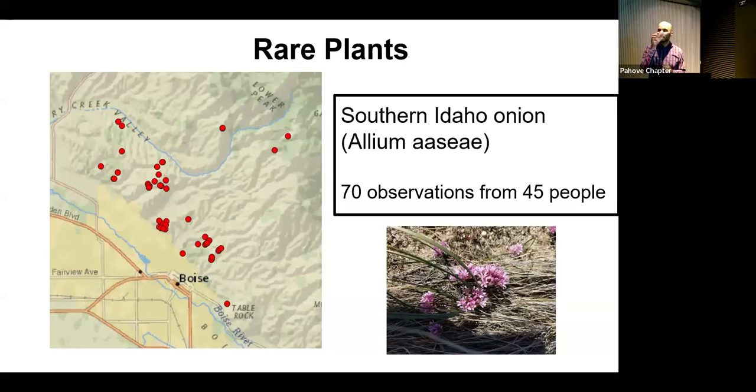I think half of those are Barbara. Yep, it's just like that. For some reason, they decided to call it Southern Idaho onion when everybody here calls it Owyhee onion. And there is no European Owyhee onion for it to get confused with. I don't know why. And there is a good number of people that take photos of this as well. So 70 observations, 45 different people. And it's also very easy to ID as far as onions go.